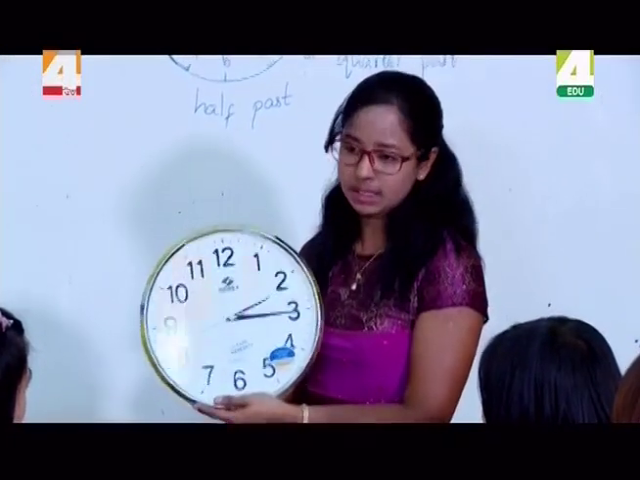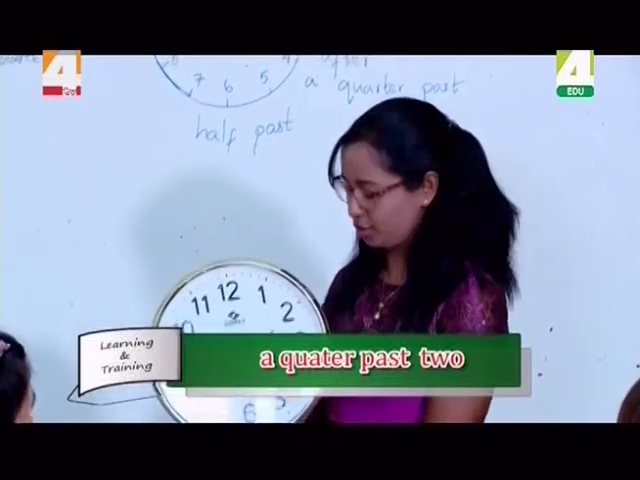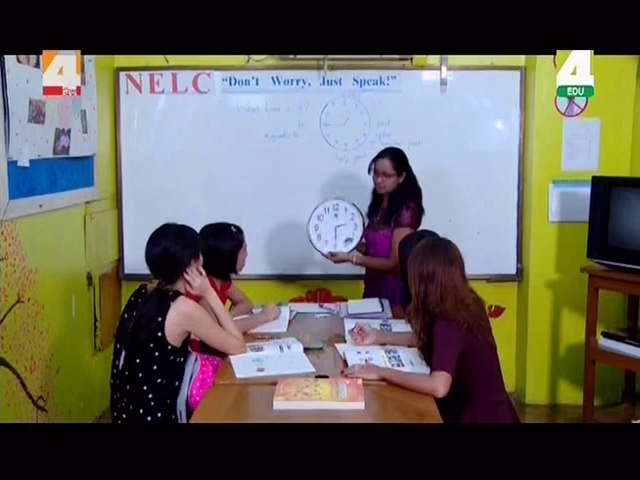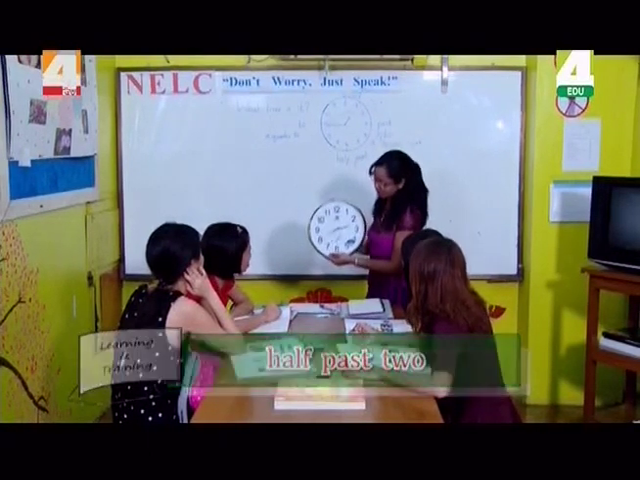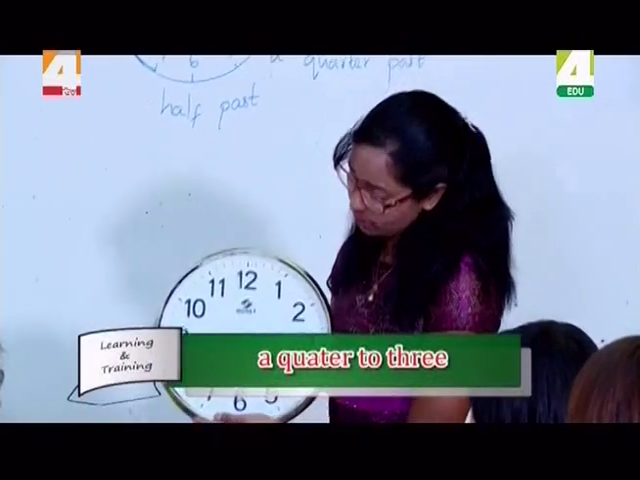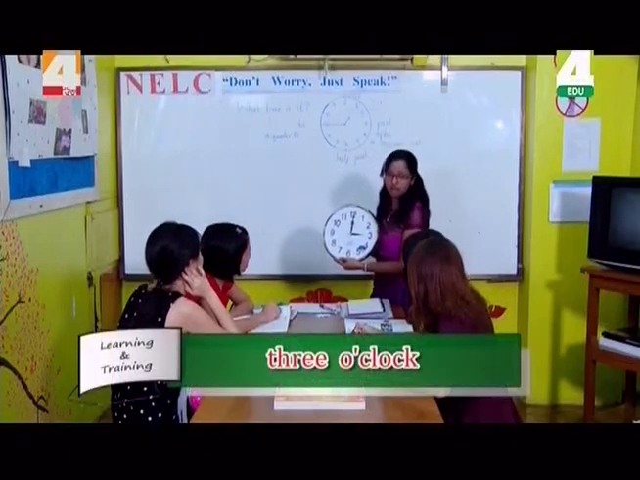So what time is it now? A quarter past 2. Okay. What time is it now? Half past 2. Okay. So what time is it now? A quarter to 3. And now what time is it now? 3 o'clock. Very good.